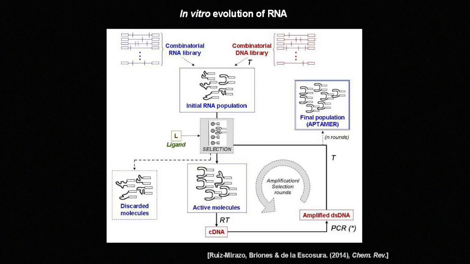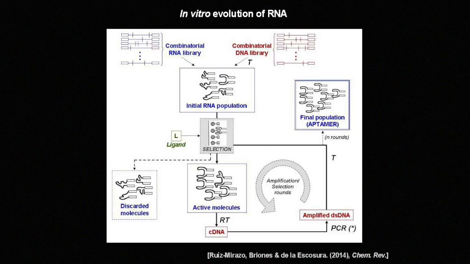You can start with an initial population of RNA molecules, very large, let's say 10 to the 15 different molecules, okay? You put it in contact with a ligand, okay? All the molecules can adopt different tertiary structures, and in some cases the structure could be compatible with the binding to this ligand, okay? If you are bound to the ligand, you remain. If not, you are discarded, okay?